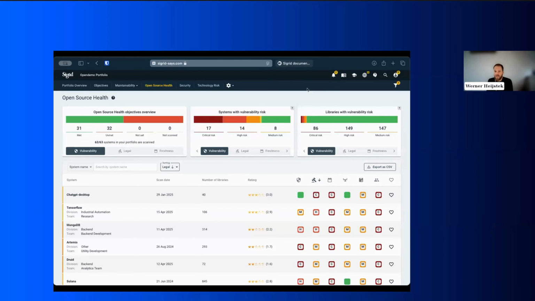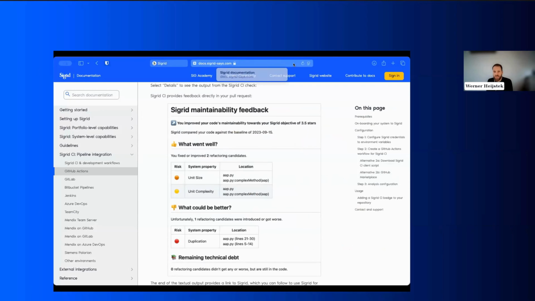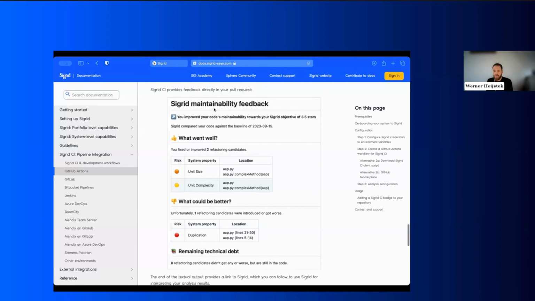By the way, all of that is online. There's this page called docs.sigridsays.com, where you can find all of this information. So this is, for example, what the maintainability feedback looks like in the pipeline. It's very simple to actually set this up and to get this information to your developers. And so this is on the prevention side of things.